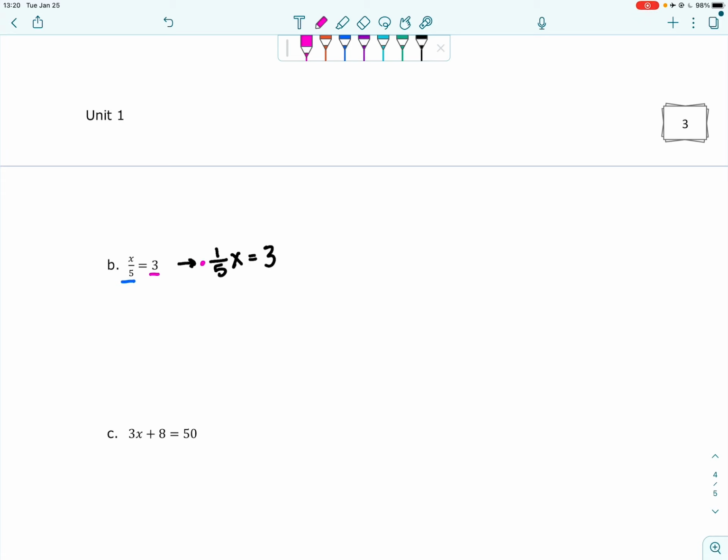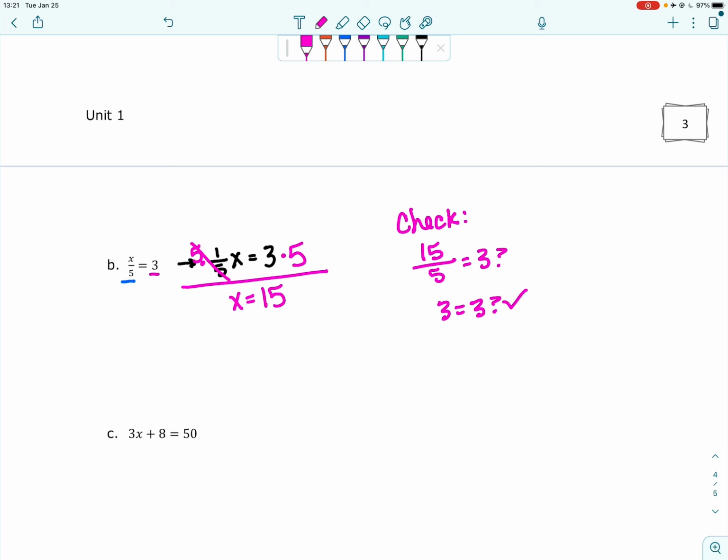If I multiply this side by 5, these 5s go away and I'm left with just a 1. And then that side becomes 15. So I have x equals 15. And then I can check my answer. So it started out as 15 over 5 equals 3. That's what we want to check. 15 divided by 5 is 3. Does that equal 3? Yes, it does. So this is the answer.